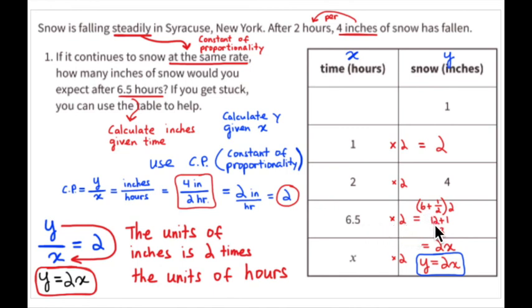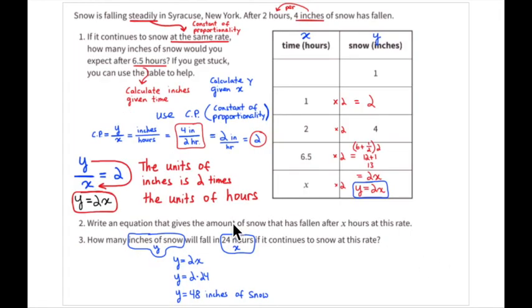So 2 times 6 is 12. 2 times 1/2 is just 1. 12 plus 1 is 13 inches of snow. And in general, we just wrote this equation. The inches of snow, the y value, is 2 times the number of hours. So the inches of snow is always a number that's greater than the time in hours. So for 24 hours, y is equal to 2 times 24. So the number of inches of snow that gathers is 48 inches.